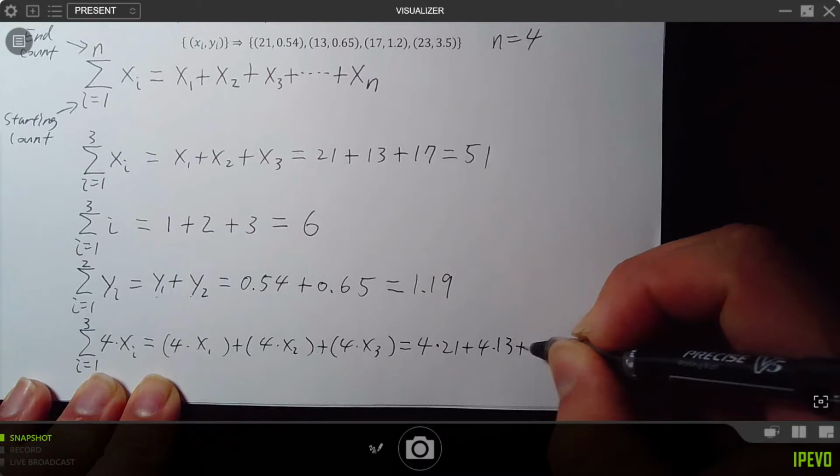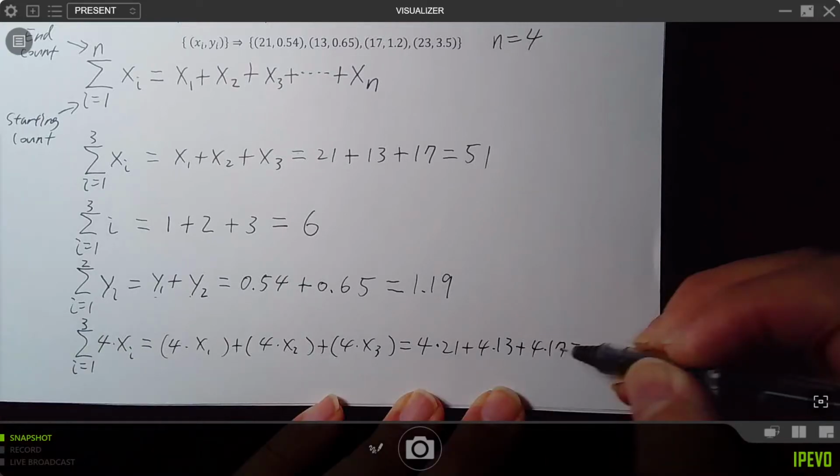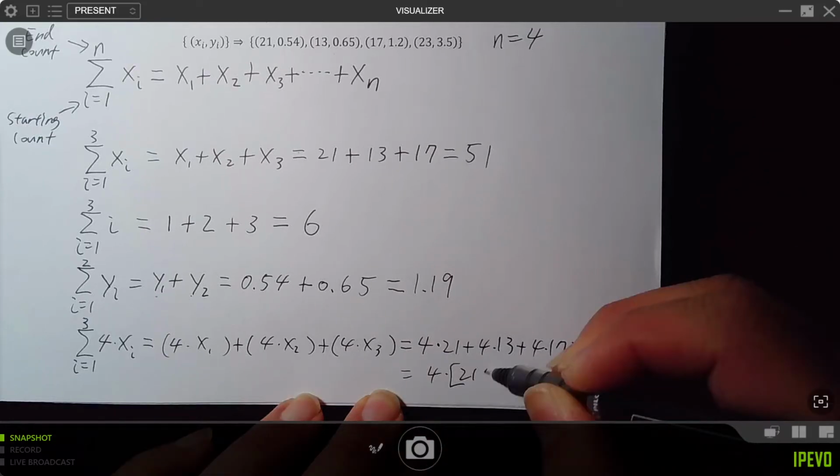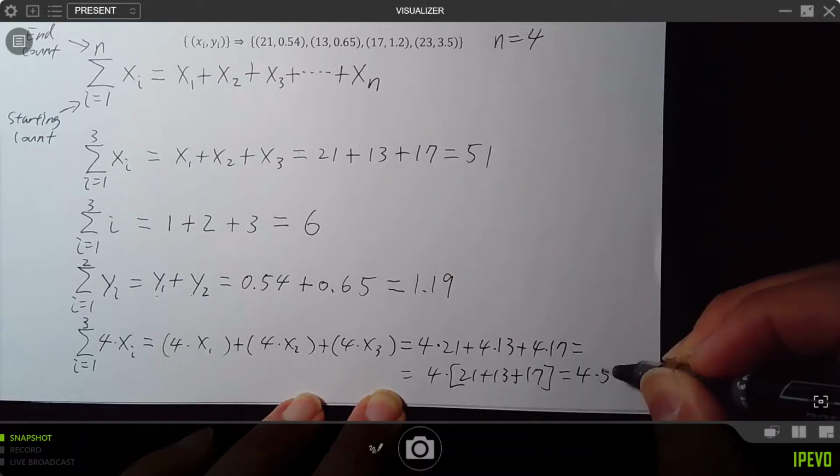Okay. Now, once you see that, remember from your algebra, I have a constant 4 here. I can factor that out. So this really just equals 4 times, and then 21 plus 13 plus 17, which I know what that is already, because I did it earlier. And that'll be 4 times 51, which will give us 204. Okay.